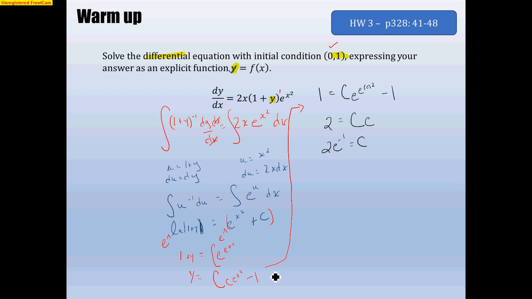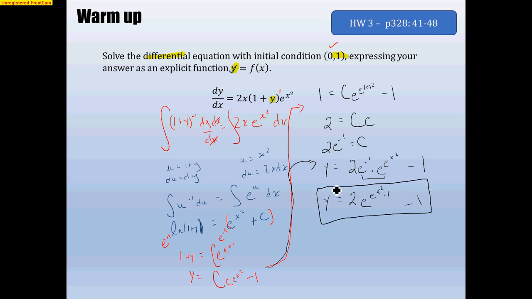So when I go back here now and say y is equal to 2e to the negative 1 times e to the x squared, minus 1. Of course, this can be combined, right, because I have the same base twice, multiplication in between, add the exponents. Note to self, change this problem. Too many e to this.